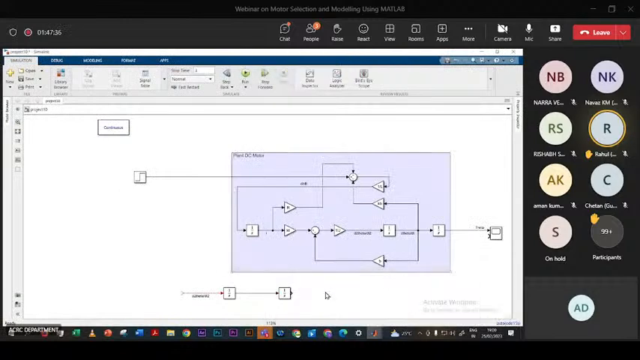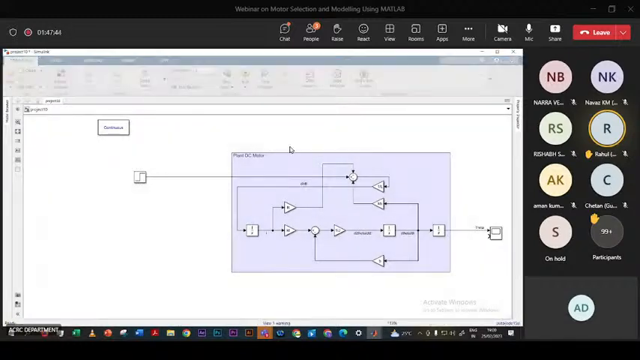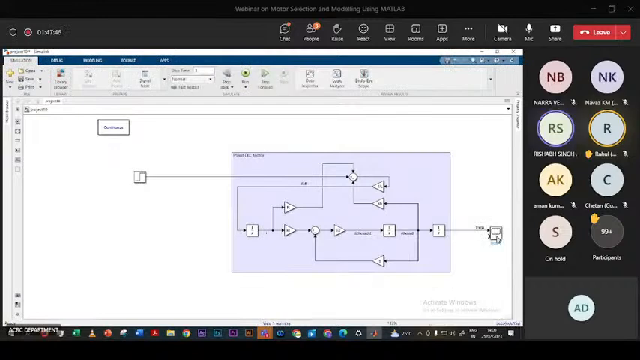So this is how I designed my MATLAB model, and when I run it, I already ran it, so I will run it here. So here is my scope.